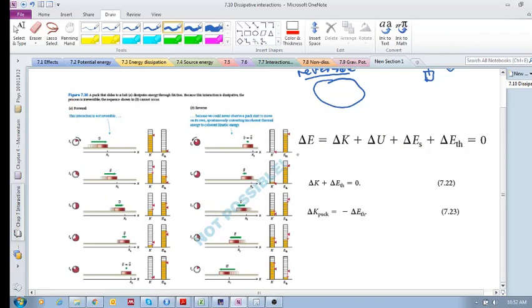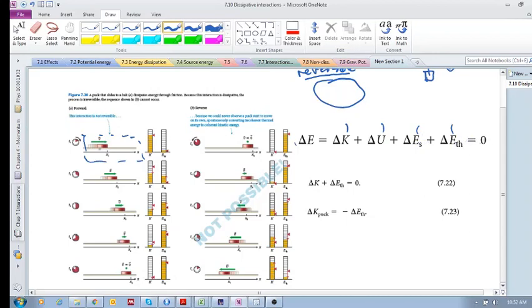So I like this. This is kind of the mother of all energy equations. For a system that's closed, meaning no energy is being transferred to or from it, we know that this is our general equation. The total change in energy is made up of these four different energy types: delta K, delta U, delta source energy, and delta thermal energy, and that should equal zero.